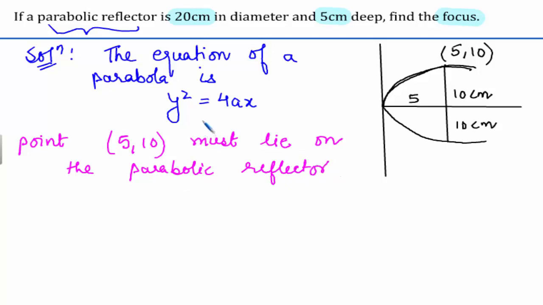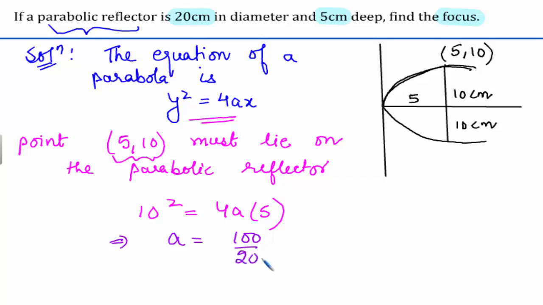And since we have considered its equation as y square is equal to 4ax, this point will satisfy this equation, that is 10 square is equal to 4 into a into 5, which implies that a is equal to 100 divided by 20, which is equal to 5.